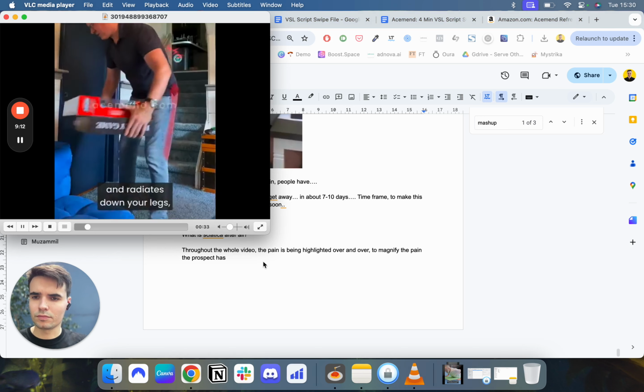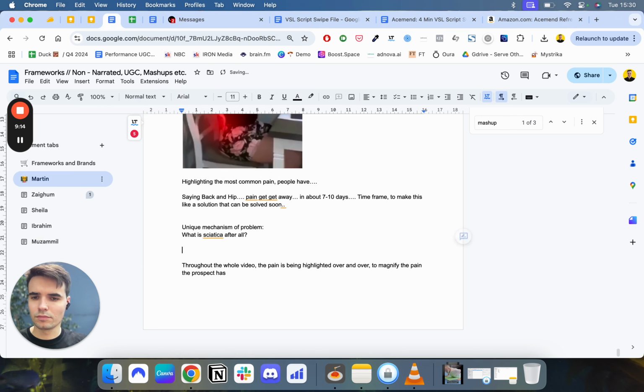Lower back and radiates down your legs, usually in the back part of the leg. And it comes from the sciatic nerve, which is the longest and thickest nerve in our body. But why? Well, a healthy spine has a natural curve.